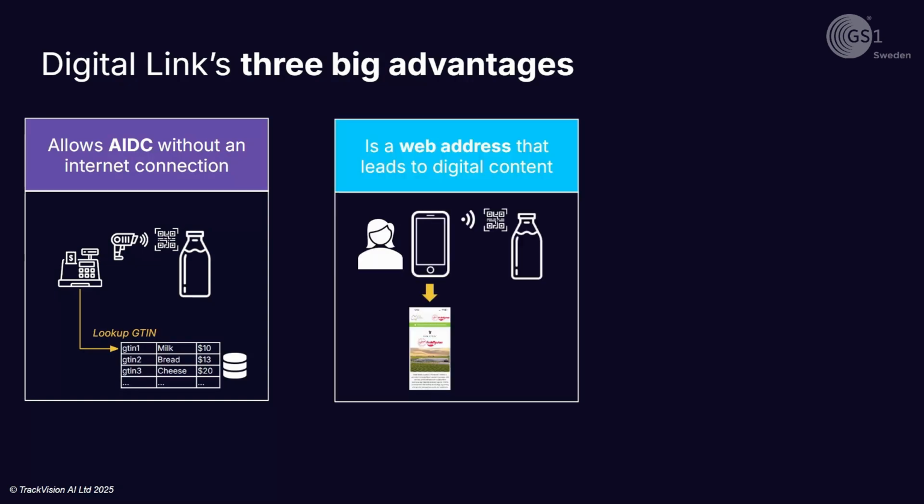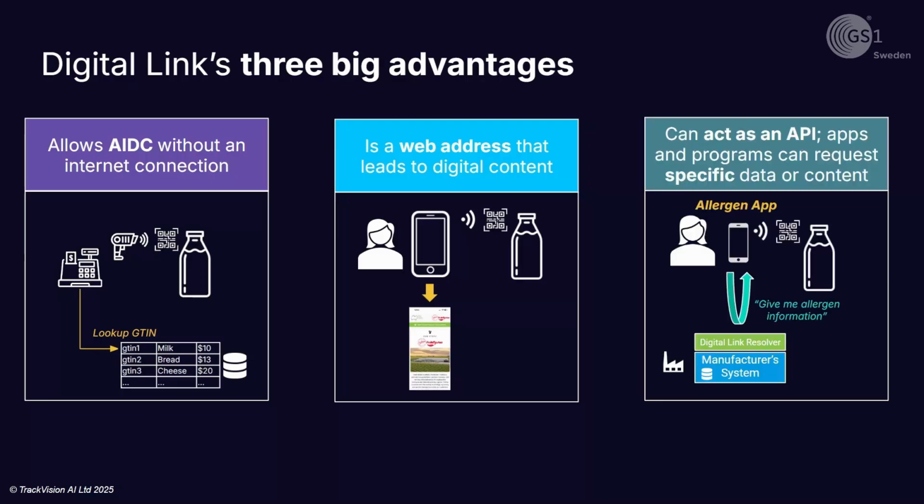Secondly, it's obviously a web address. So that means I could scan that QR code and my browser could load that web address, and then it could go to some digital content that the brand has prepared for me. Very, very useful. There's actually a third kind of secret advantage as well. It can actually act as an API.